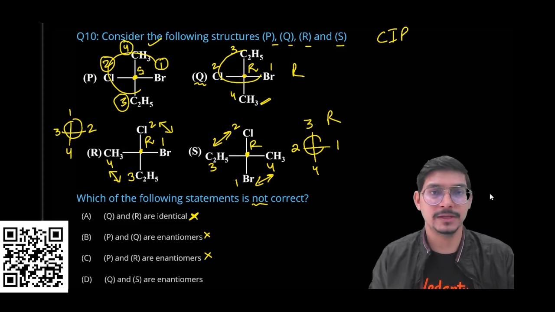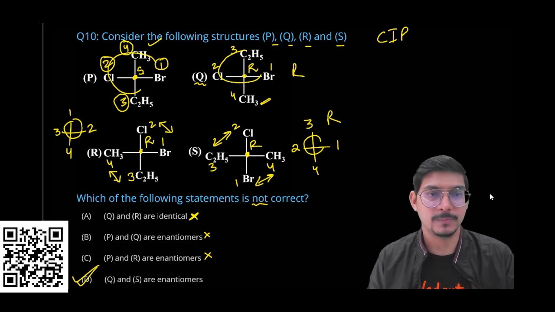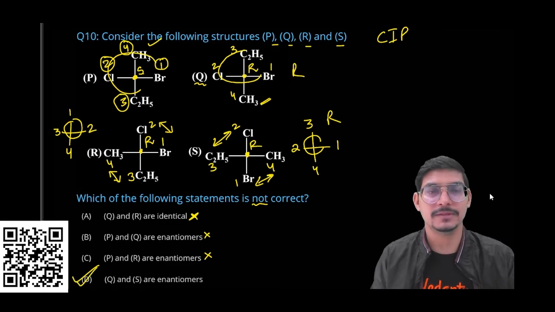So this statement is incorrect and hence our correct answer. Q and S both have the same configuration of the chiral carbon. They are not enantiomers. So that is the correct answer for this question, option D.